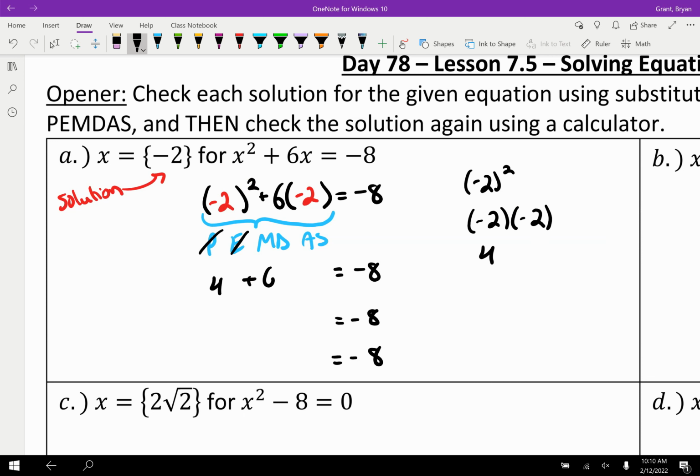So we have 4 plus 6 times -2. Then we perform the multiplication. 6 times -2 is -12. And although you could write plus -12, -12 is the same thing. And then last but not least, no division, no addition, finish off with subtraction. We do end up with -8.